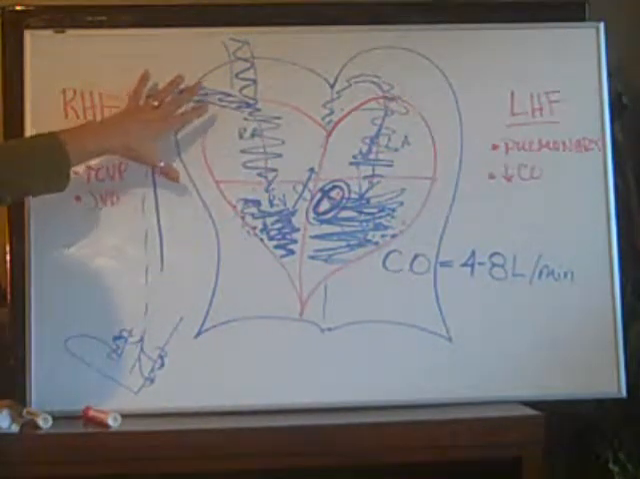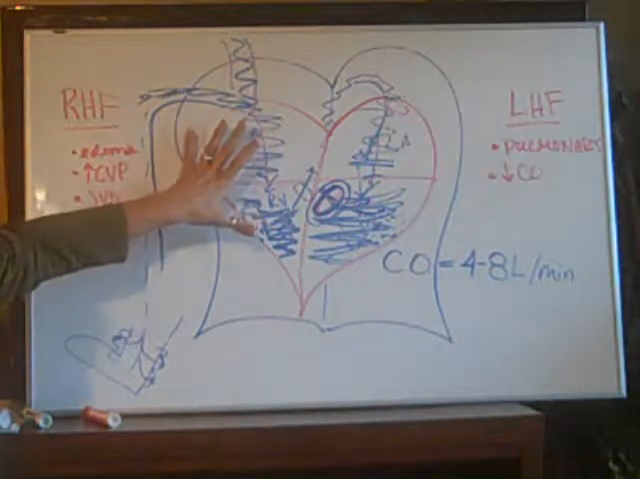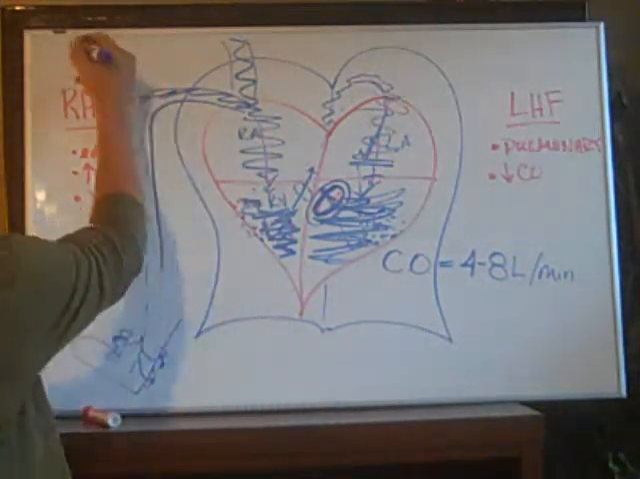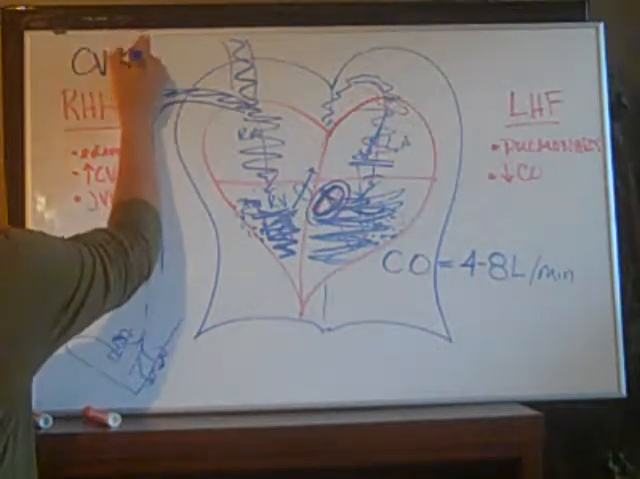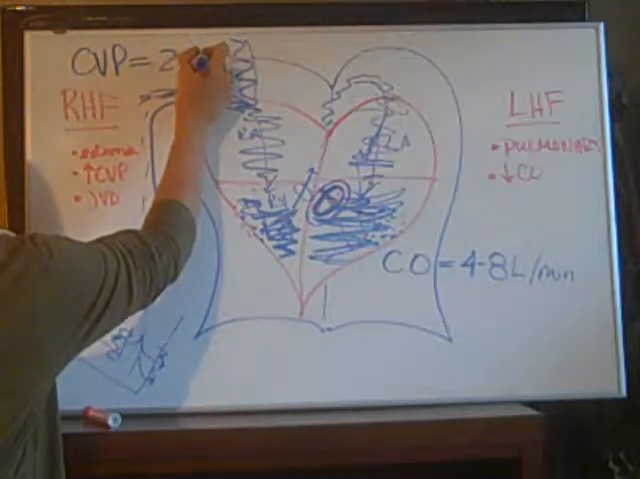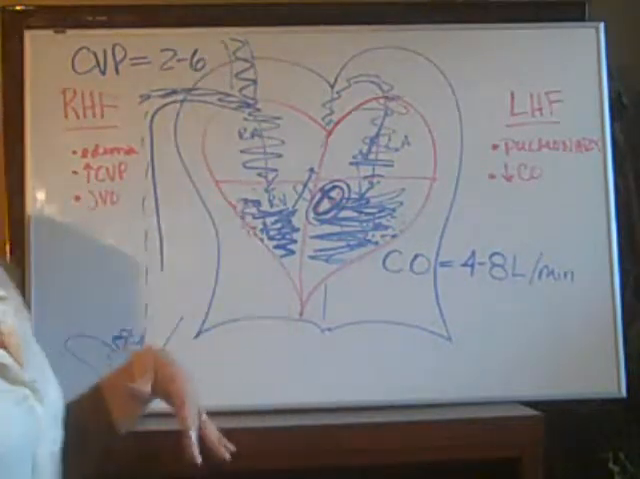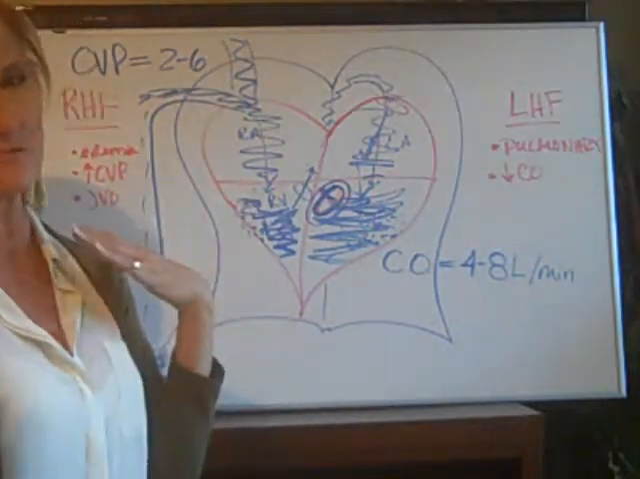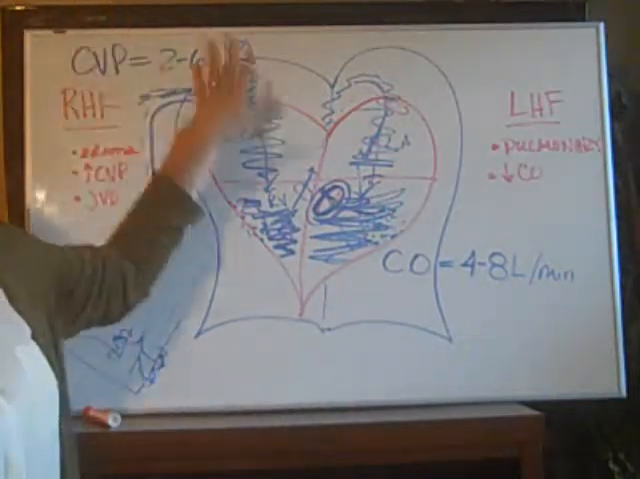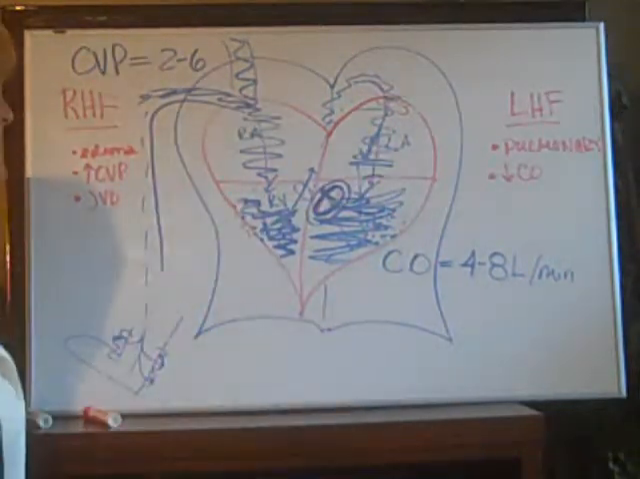The other thing that you're going to see if you have right-sided heart failure is an increase in your central venous pressure. And you'll remember your central venous pressure should be about 2 to 6. Some places will say 2 to 8. Other places will say 4 to 7. That number changes a little bit, but I think your textbook says 2 to 6. That's kind of the rough range.